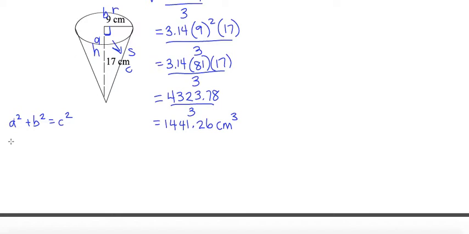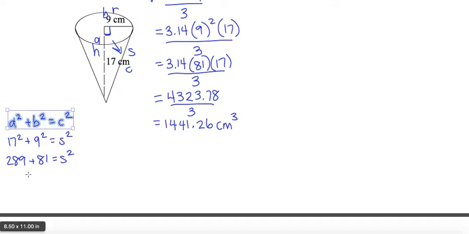So my height is 17 squared, my base is 9 squared, and my hypotenuse for Pythagorean theorem is our s squared. So you can keep that as c, or you can substitute in s. 17 squared is 289, and 9 squared is 81. That is equal to s squared. 289 plus 81 is 370. That's still equal to s squared.